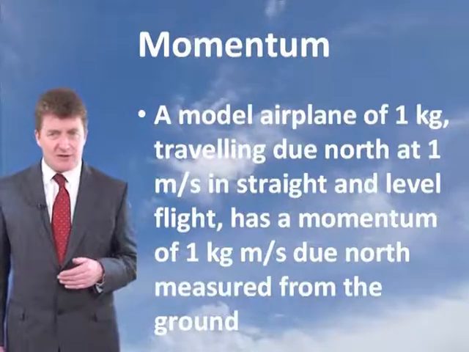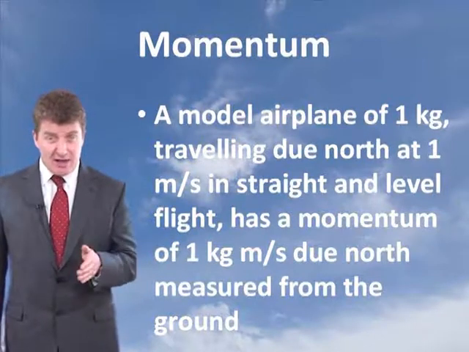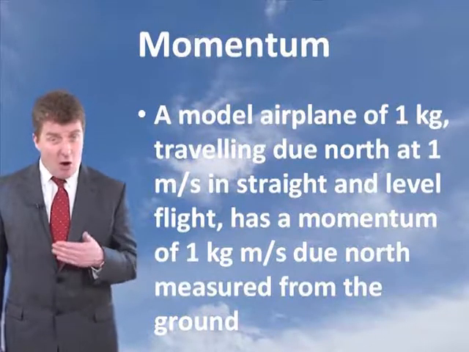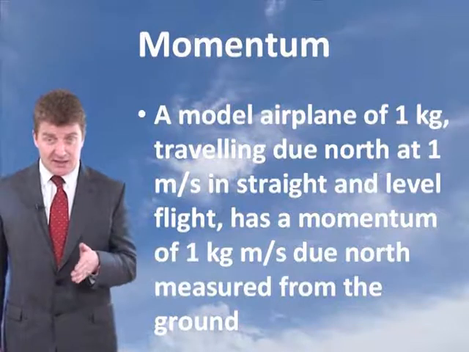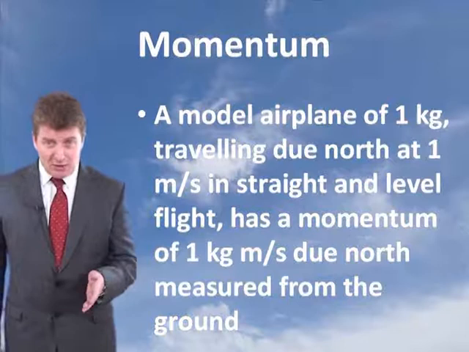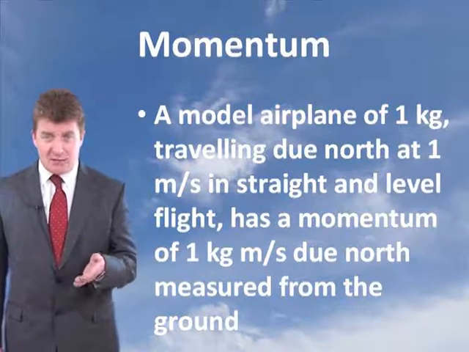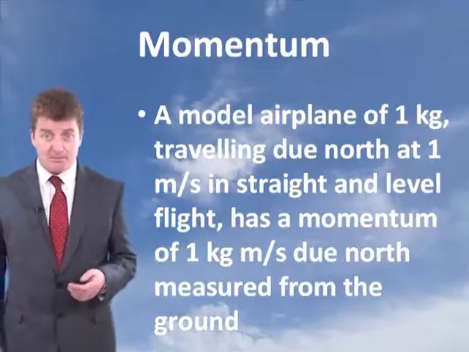Now, being a vector, momentum has magnitude and direction. For example, a model aeroplane of 1 kilogram travelling due north at 1 meter per second in a straight and level flight has a momentum of 1 kilogram meter per second due north, measured from the ground. Do you understand? Model plane travelling north, 1 kilogram, 1 meter per second. Its momentum is 1 kilogram meter per second due north.